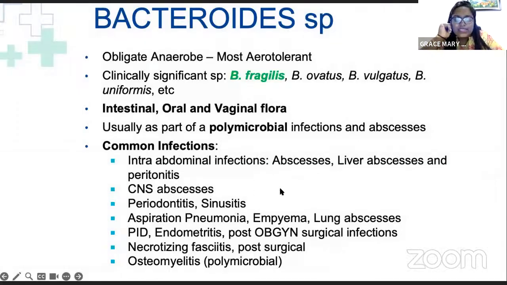Now, I'll just touch upon a few bacteria that I thought would be beneficial for your clinical practice. The first one I thought of talking to you about is Bacteroides. Like I said, it's present almost everywhere. It's intestinal, it's oral, it's there in the GU tract. And it is the most aerotolerant. That means it can survive in an oxygenated environment for a short period of time.